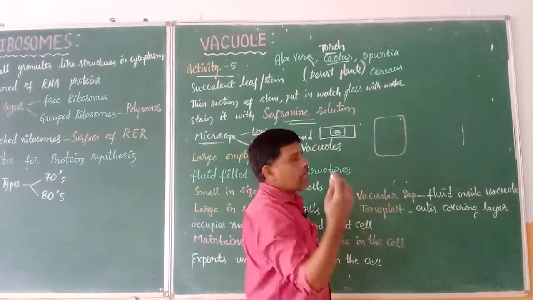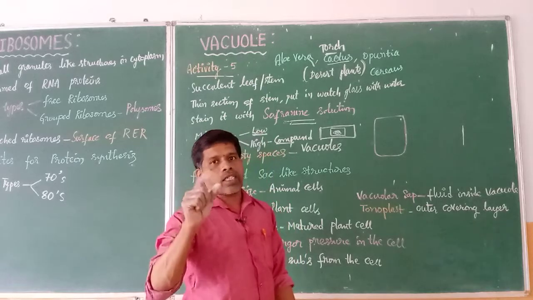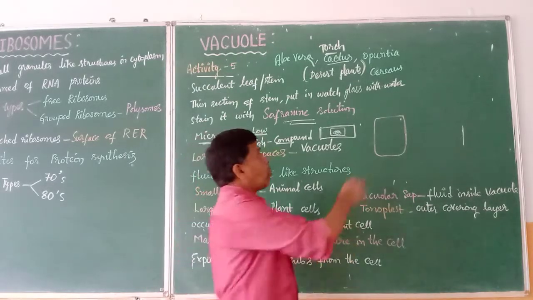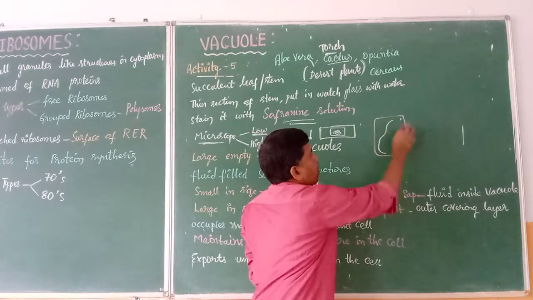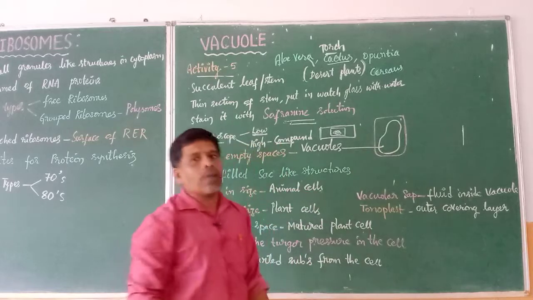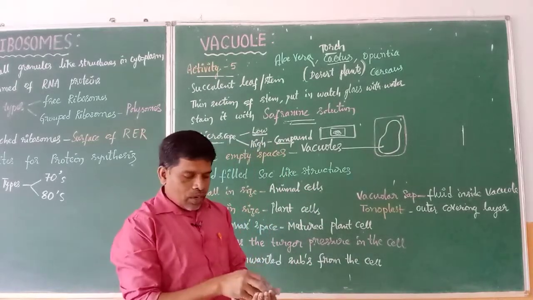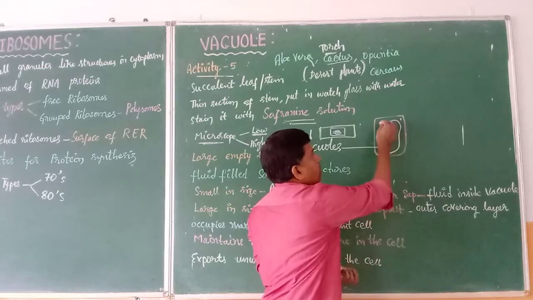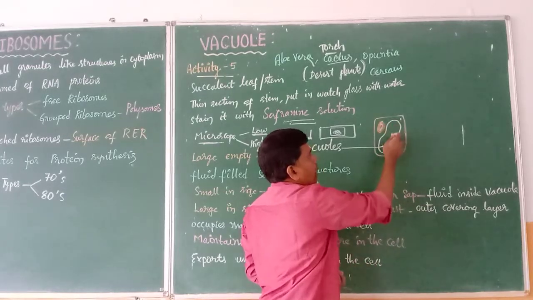In the plant cell, as we have already told, there is a large space, particularly in the matured plant cells. The maximum space is occupied by a large structure like this. So what is this? This is nothing but the vacuole. Then where is the nucleus?